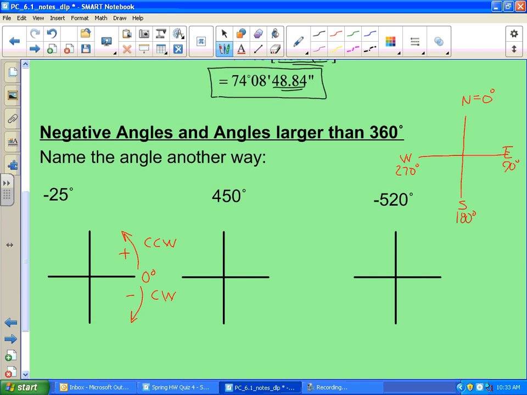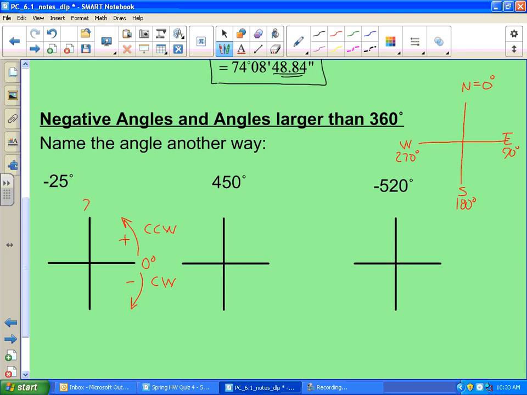But we're going to talk about polars, and they start at 0 here, and then this one becomes 90 if we just work our way around. 180, 270, back to 360, because remember 0 and 360 are the same thing.